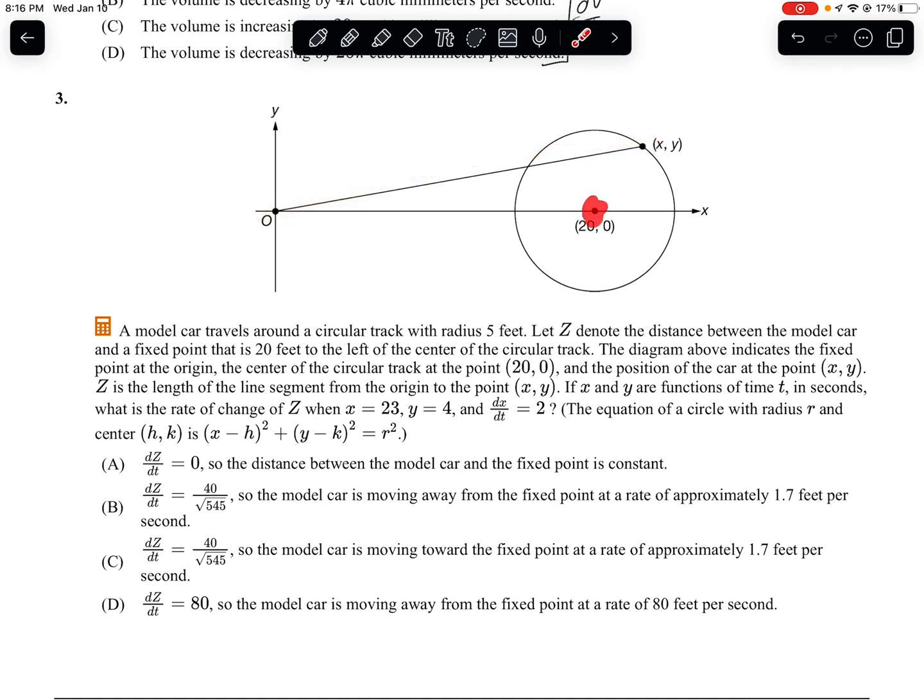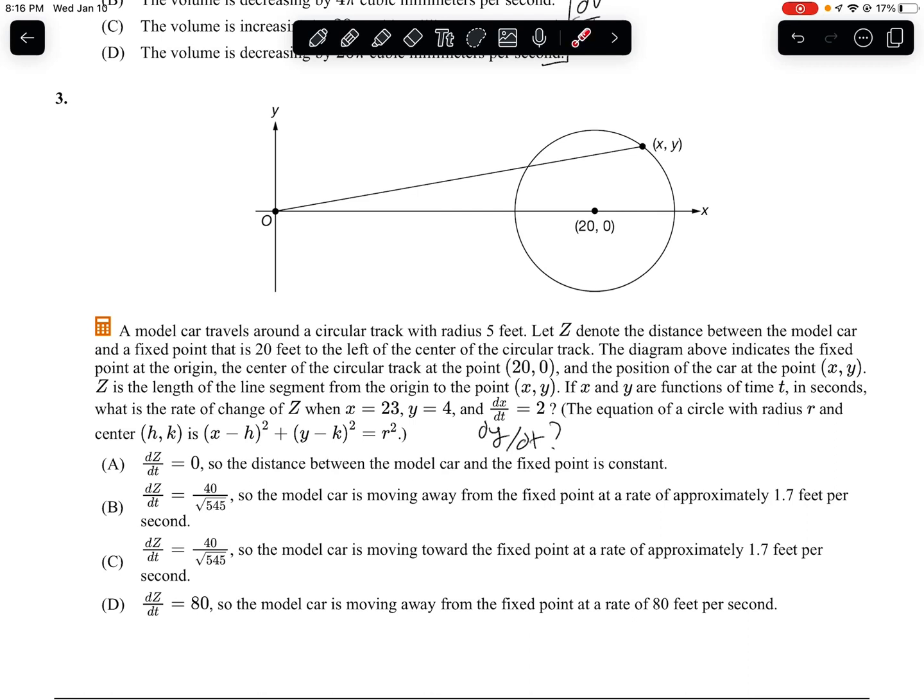The center of the track is at (20, 0). Now, if x and y are functions of time, what is the rate of change of z? Okay, so let's keep that in mind. We're going to find dz/dt. It's in all the answers. So dz/dt, when x is 23, y is 4, and dx/dt is 2. Looking at this, I don't see a dy/dt. Can we think of a way that we are going to be able to find a dy/dt?